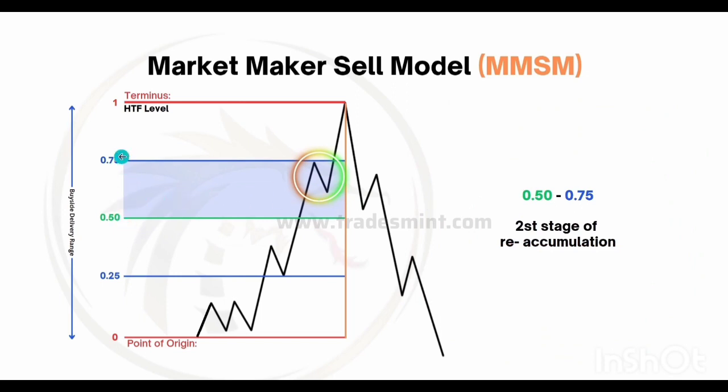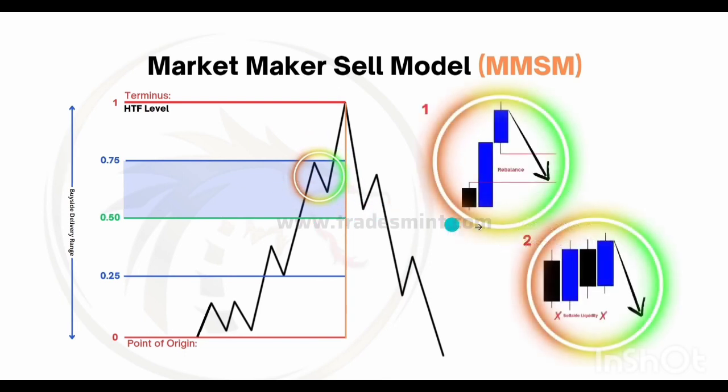Between 50% and 75%, we normally expect our second stage of reaccumulation. Again, we are looking to either rebalance an inefficiency below the market in the form of a buy side imbalance, sell side inefficiency, or we are looking to seek sell side liquidity in the form of sell stops below an old low or relative equal lows.